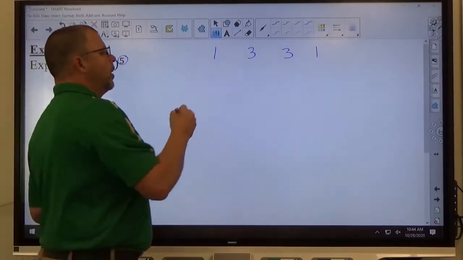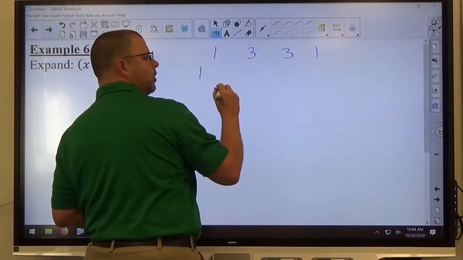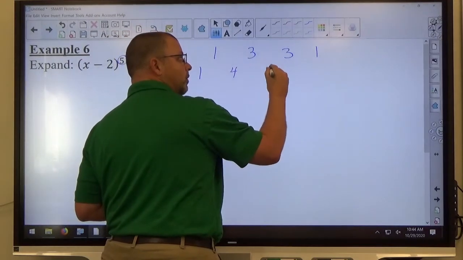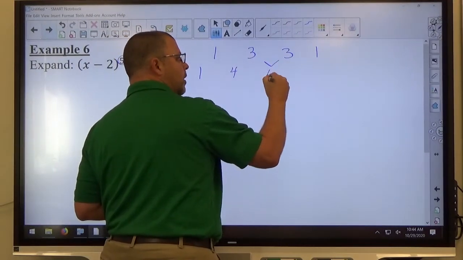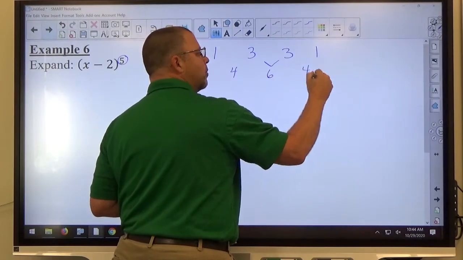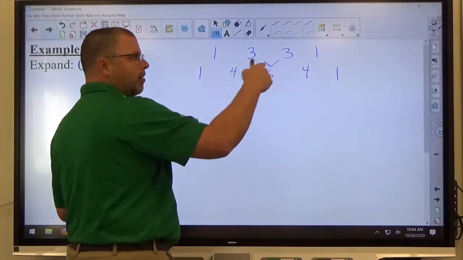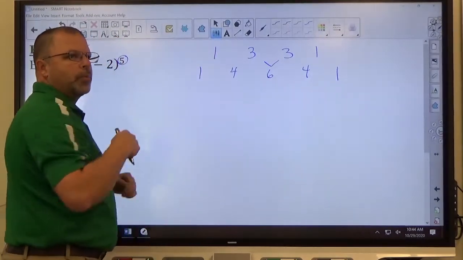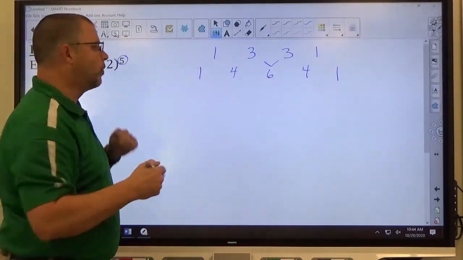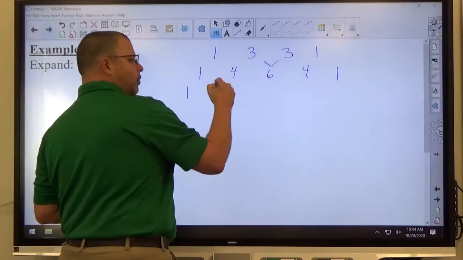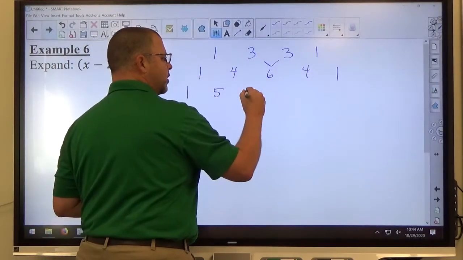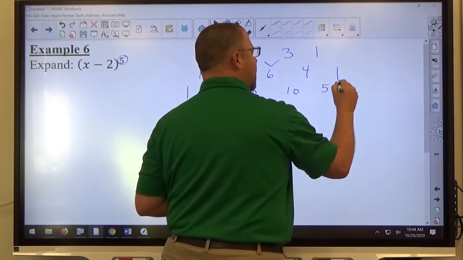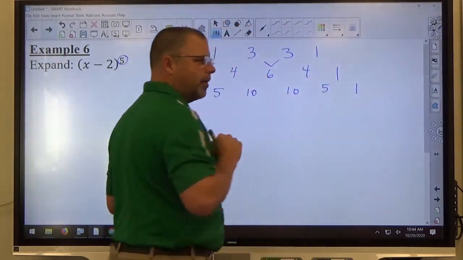So 1, 3, 3, 1. If I put a 1 here, next number is 4, and the next number is 6. 6. Next number is 4, and the next number is 1. All right, you always have 1s on the ends and then add, add, add. So if you remember the 1, 3, 3, 1, the next row down is 1, 4, 6, 4, 1. Then we start with a 1, 1 and 4 makes 5, 4 and 6 makes 10, 6 and 4 makes 10, 4 and 1 makes 5, and then 1's on the end, right?